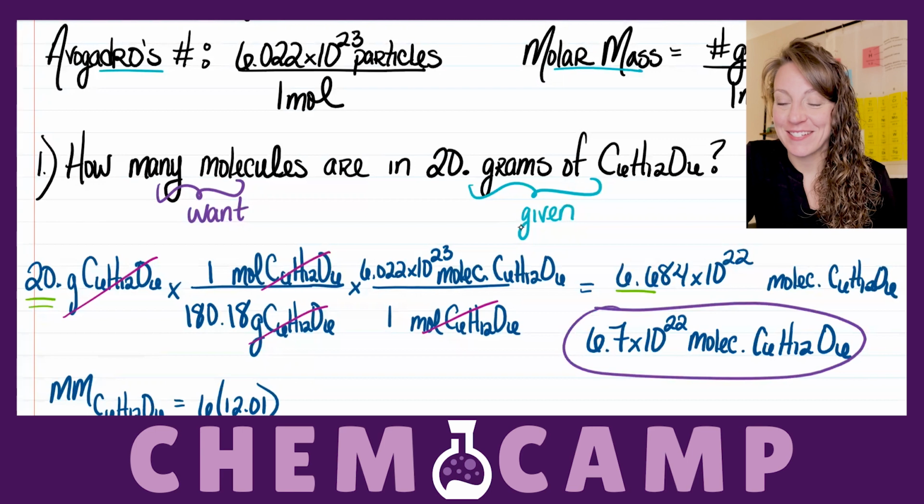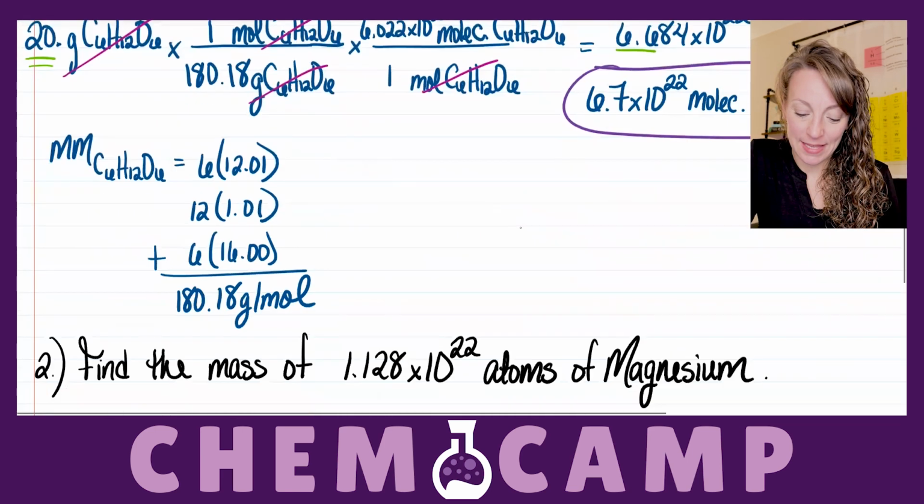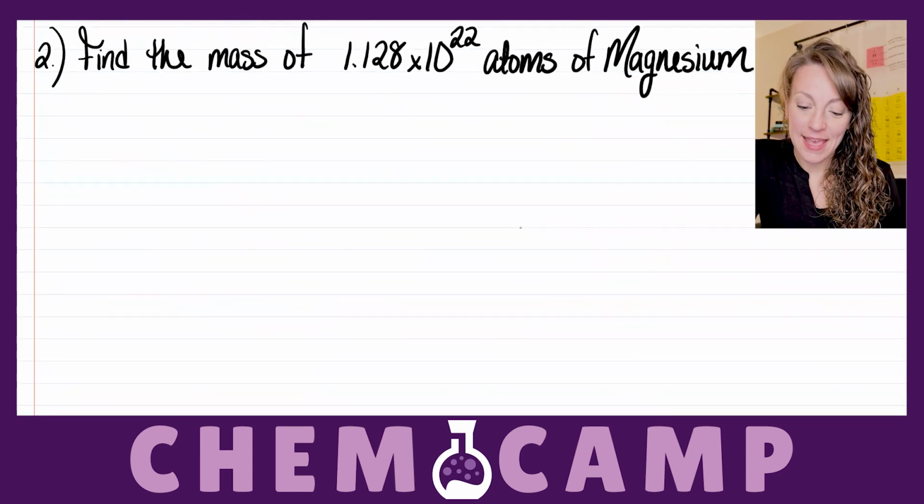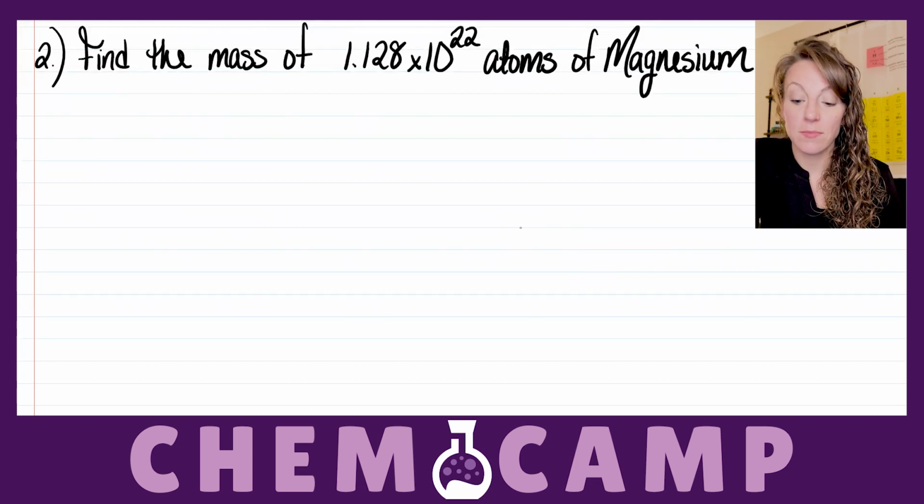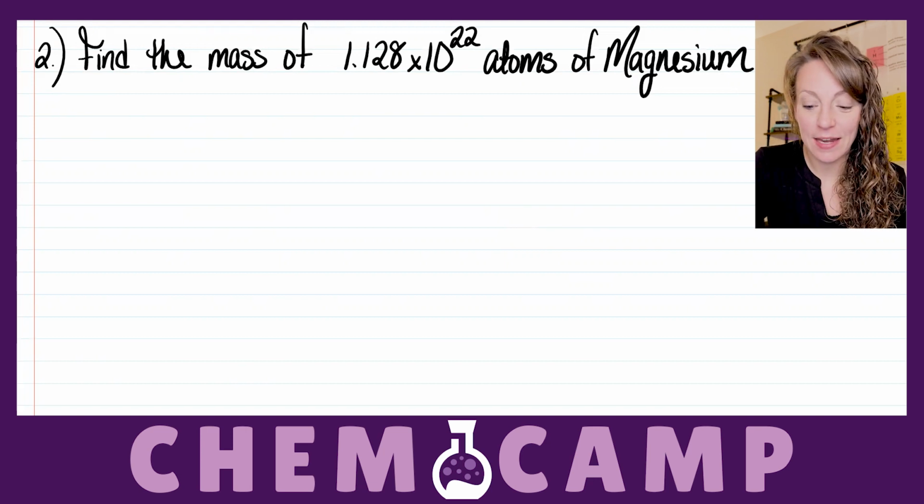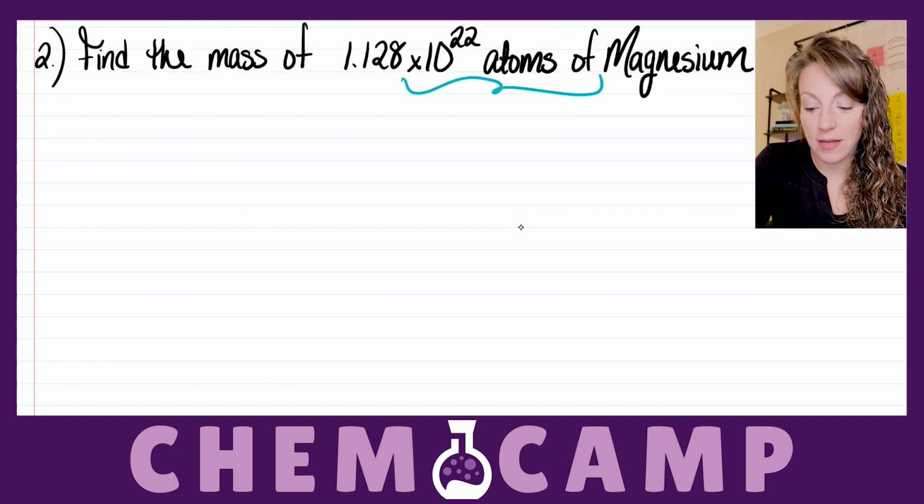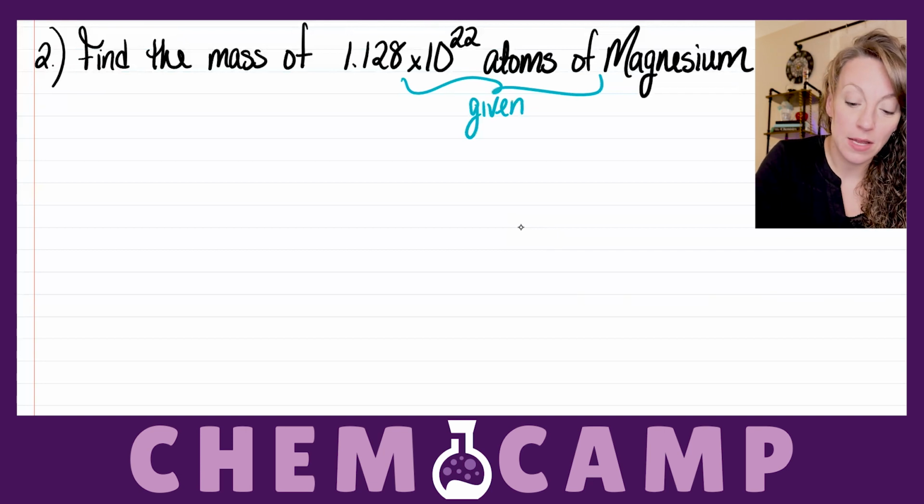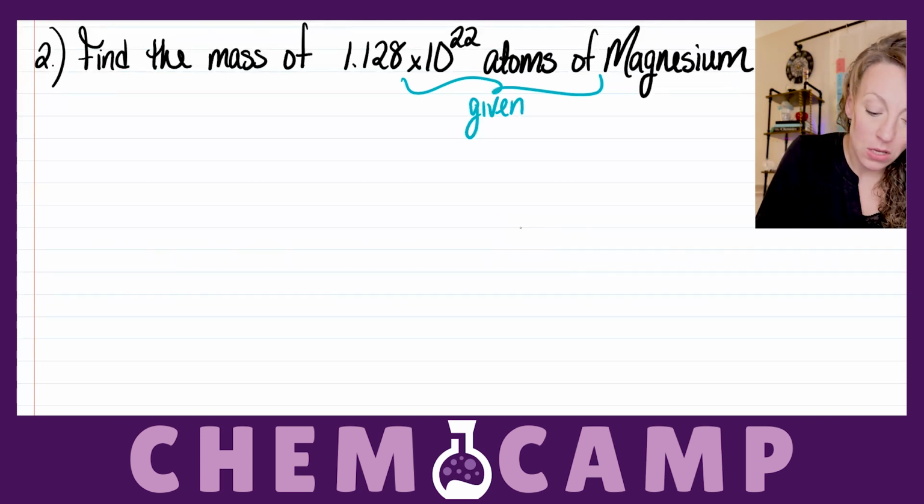Let's try out a second one. In number 2, they state, find the mass of 1.128 times 10 to the 22nd atoms of magnesium. So once again, I'm going to pull out that given, the number and the unit. This time it's going to be the 1.128 times 10 to the 22nd atoms. So I'm going to take that and write that to the left side of my paper.